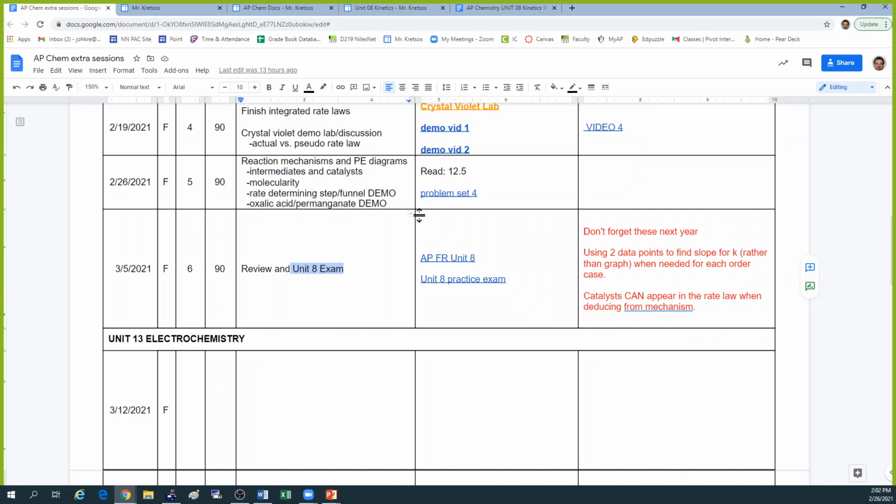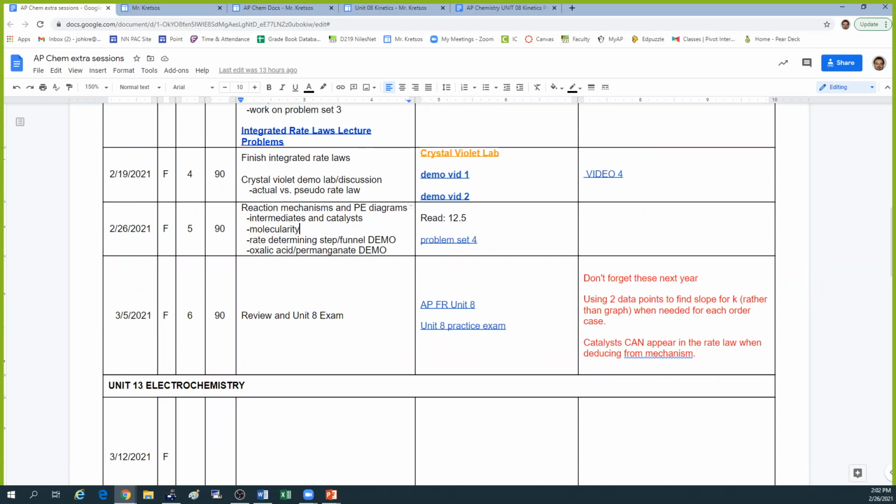So, in today's lesson, we are going to consider reaction mechanisms and potential energy diagrams. This is kind of interesting because we really start to get deeper into the mechanics of how reactions work.